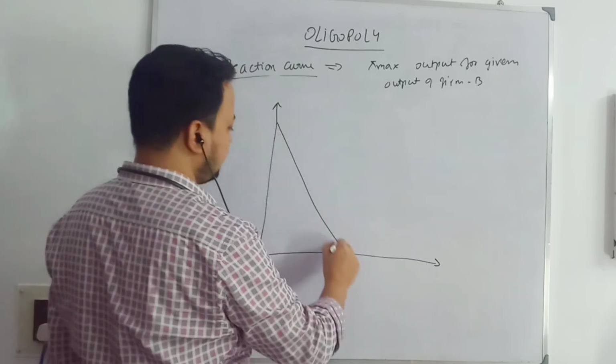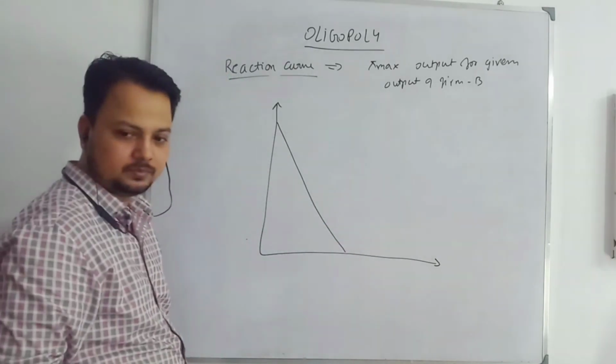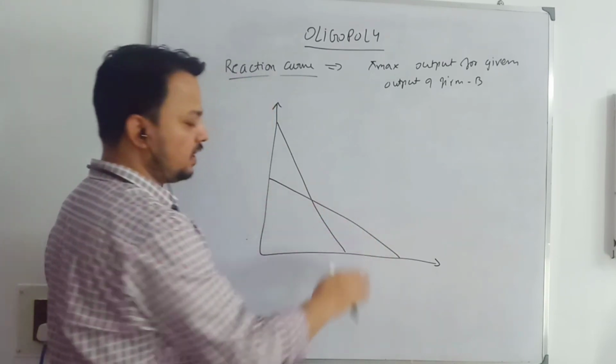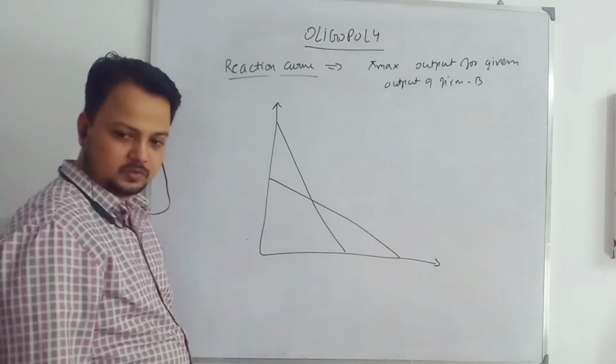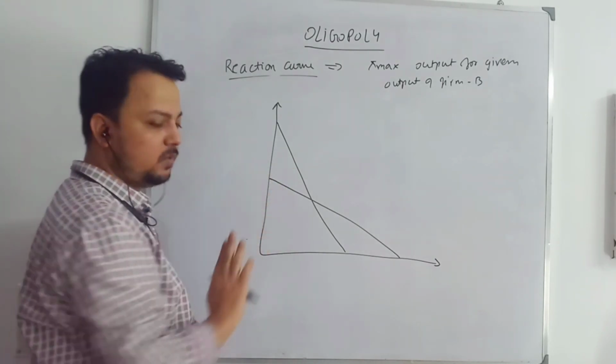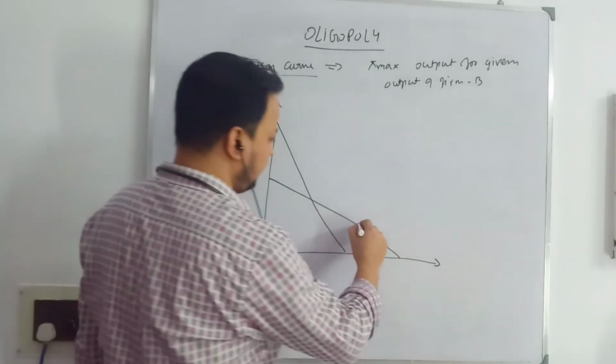So this is a reaction curve of firm A. If I am drawing it steeper, the reaction curve of firm B must be flatter. So the reaction curve of firm A must be steeper than the reaction curve of firm B. So this is the reaction curve.